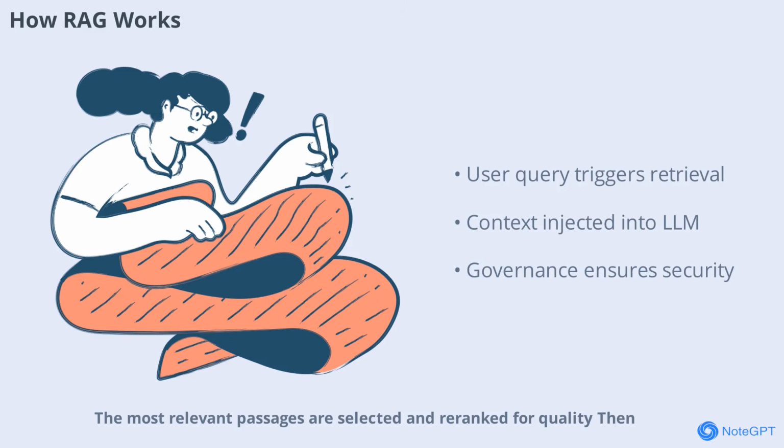Then, a prompt builder injects this context into the large language model, which generates a precise answer. Finally, governance features like access control, citations, and monitoring ensure security and traceability. This flow allows RAG to deliver accurate, source-grounded answers tailored to enterprise needs.